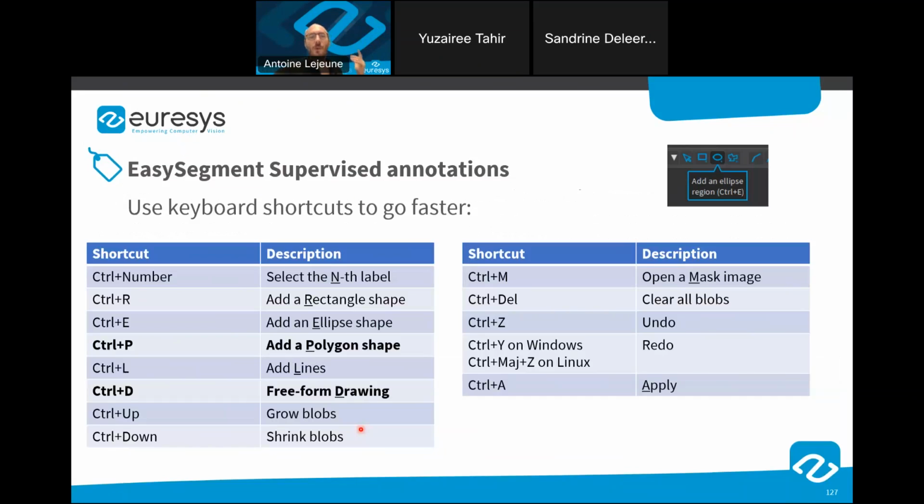Also, we have a lot of keyboard shortcuts. When you have to annotate a lot of images, it can be much quicker to use the shortcuts. They are displayed when you hover a mouse on top of one tool. You will see what the tool does and the shortcut associated with it. And mainly when annotating for EasySegment supervised, you will use the polygon shape and the freeform drawing tool.